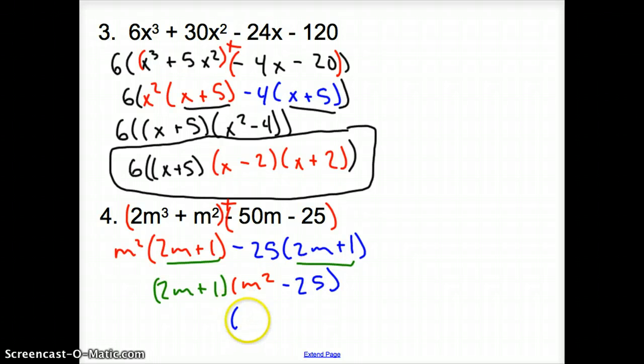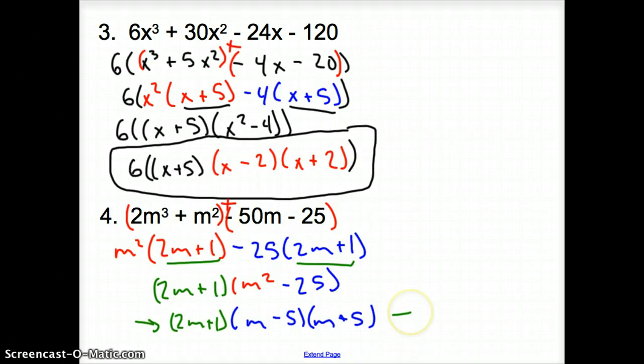Now, can we keep going with this? Yes, we can. We can go m, because m times m gives us m squared, and then what times itself gives you 25? How about minus 5 and plus 5, and then bring down what you didn't use, which is 2m plus 1, put it in parentheses, and we found what we were looking for, and there is the whole thing is our answer to number 4.